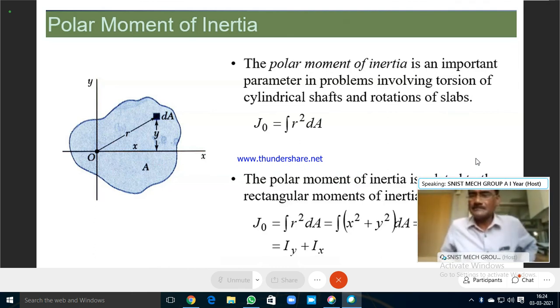That is polar. Okay, roll number 75, I am just waiting for your response. Polar means it is perpendicular to the plane of area.